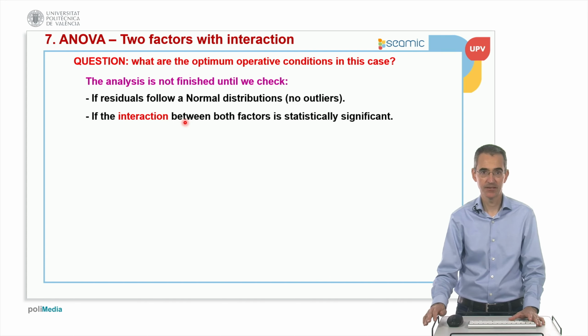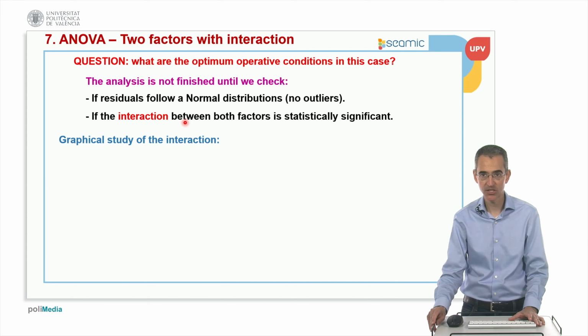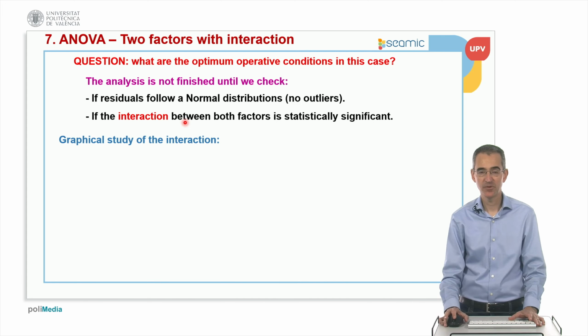And also very important, we have to check if the interaction between both factors is statistically significant. This is something that we have not checked yet, and we have to do that. So then, a graphical study of the interaction, more or less similar to the previous slides.